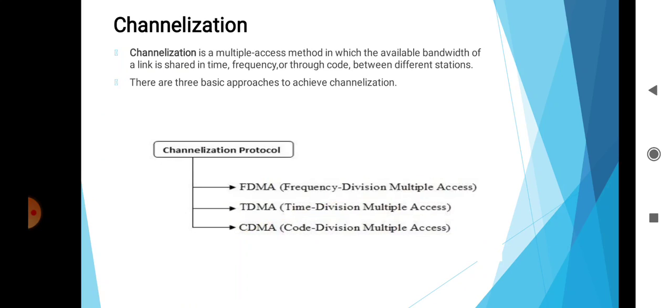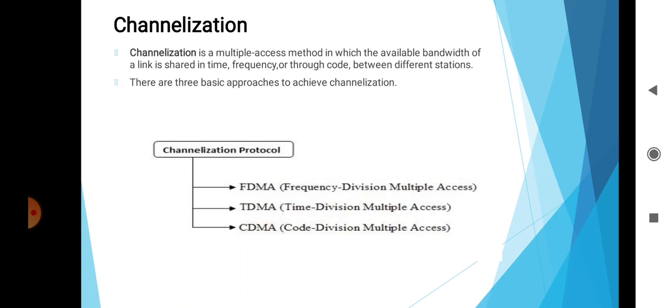Then the next concept is channelization. Channelization is a multiple access method in which the available bandwidth of a link is shared in time, frequency, or through code between the different stations. Three channelization protocols are present in networking. Sometimes channelization is also called channel partition.